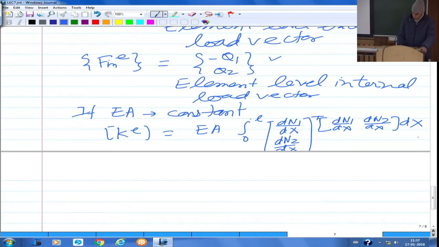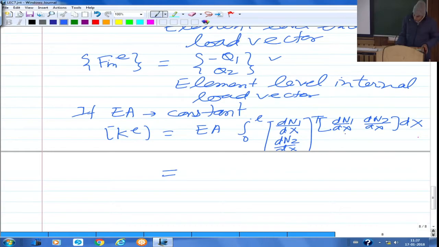Since B is a row vector, B transpose would become a column vector. Since dn1 by dx and dn2 by dx are also constants, when you multiply, this vector is a 2 by 1 and this is 1 by 2, which will give you a 2 by 2 matrix. That I already told you.